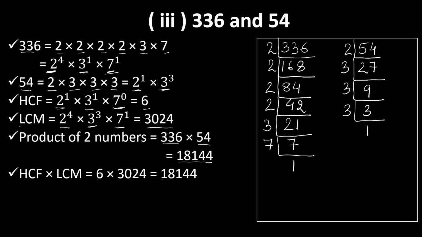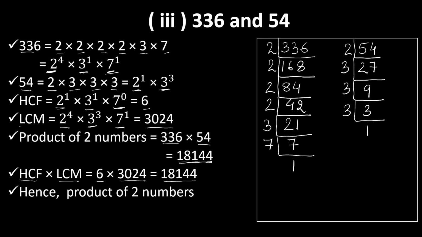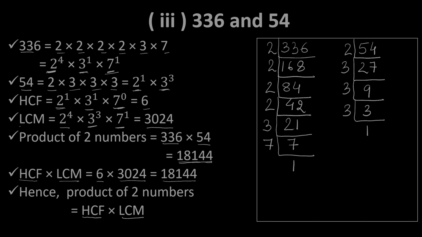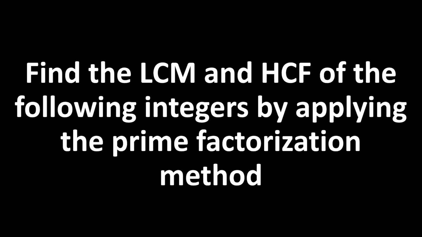Now let's check whether the product of the HCF and LCM is the same or not. So if you will multiply highest common factor with lowest common multiple of these two numbers, we are going to get 6 into 3024, which would be 18,144. Now here we observe that we are getting the same number, right? If you will multiply the two numbers 336 with 54, we are going to get the same number as we are getting by multiplying the product of their HCF and LCM. And hence we can write down the product of the two numbers is equal to their highest common factor into their lowest common multiple.